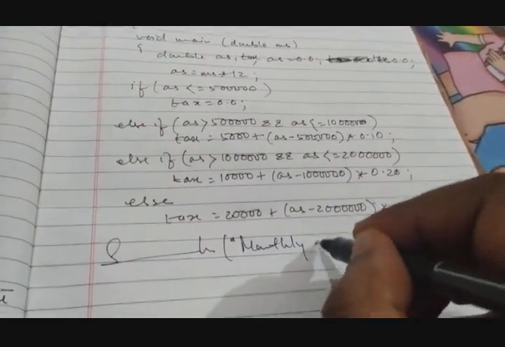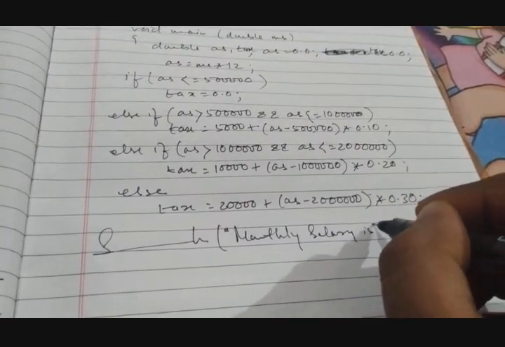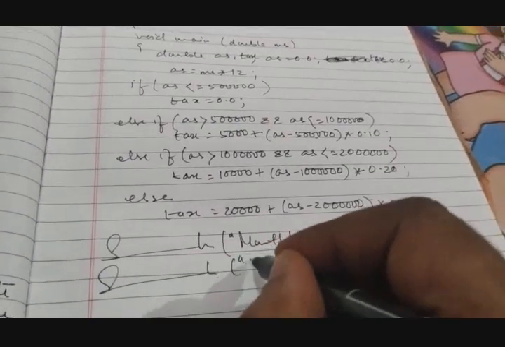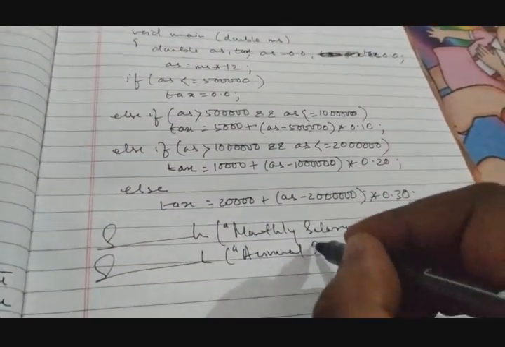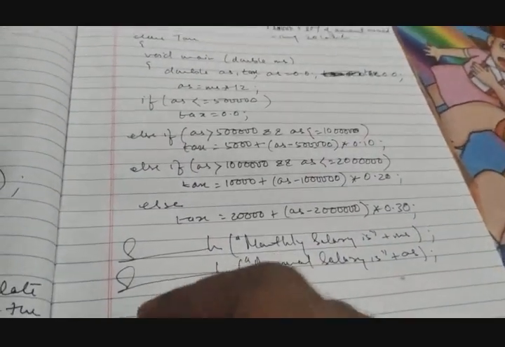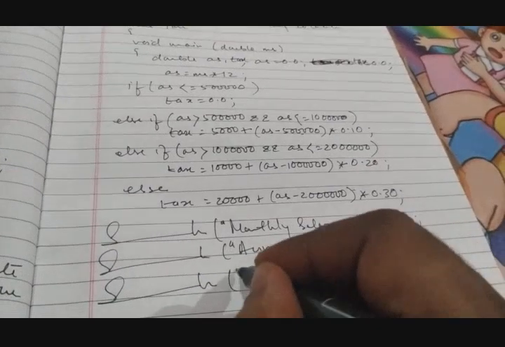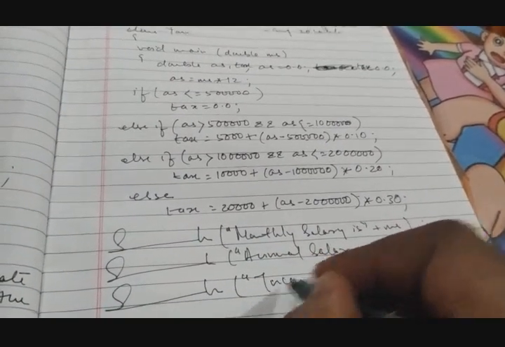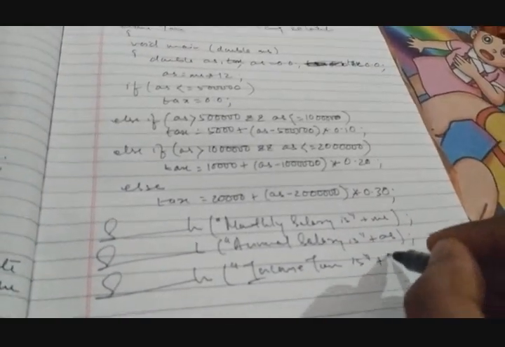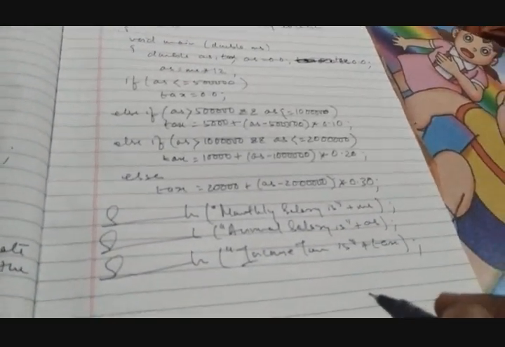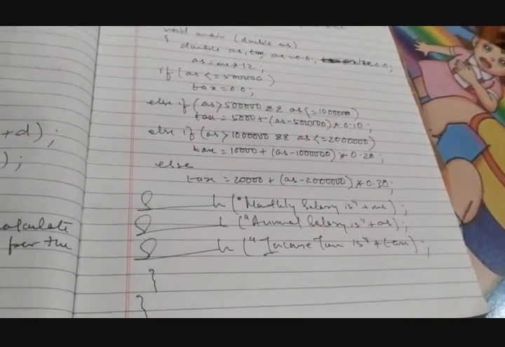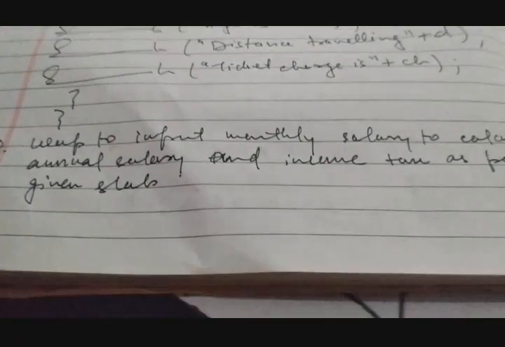So print monthly salary is plus MS, annual salary is plus AS, income tax is plus tax. Alright, main close, class close. Look at now, this is the question.